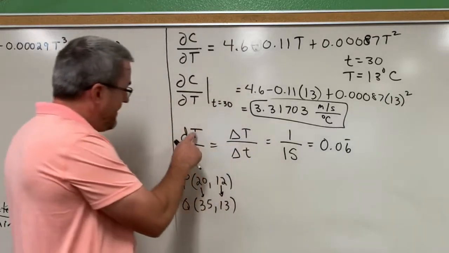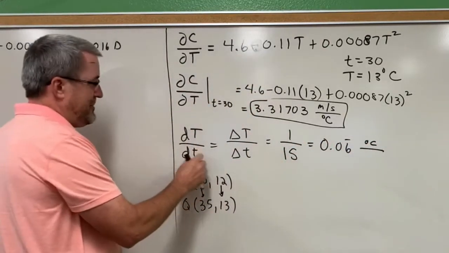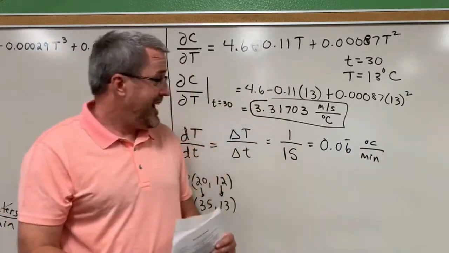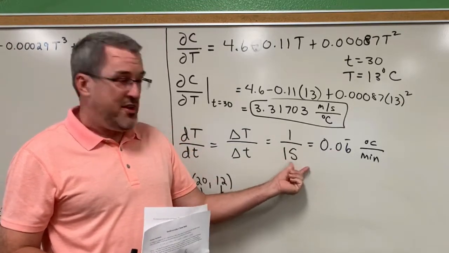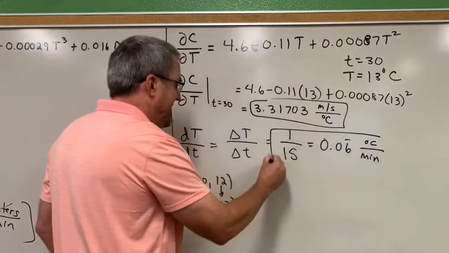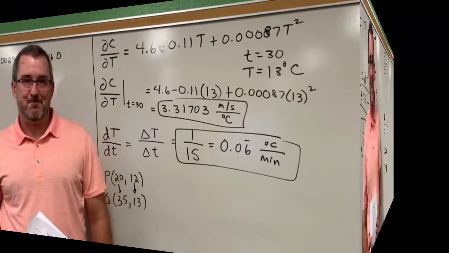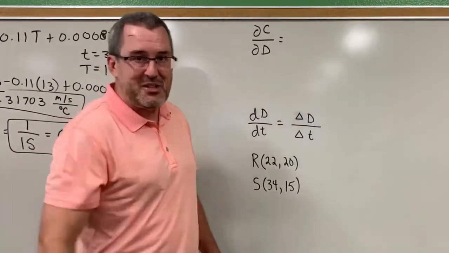And the units here: temperature is measured in degrees Celsius, time is measured in minutes. So at the 30-minute point in the dive, the temperature of the water is increasing by 1/15 of a degree Celsius per minute. There's the second of the four derivatives that we need to compute. All right, we've got two of the four derivatives computed. Let's go get two more.